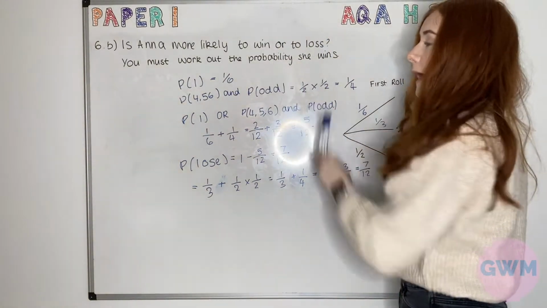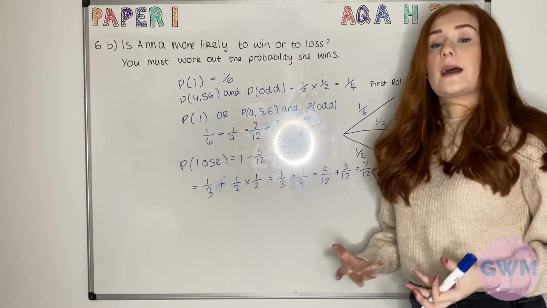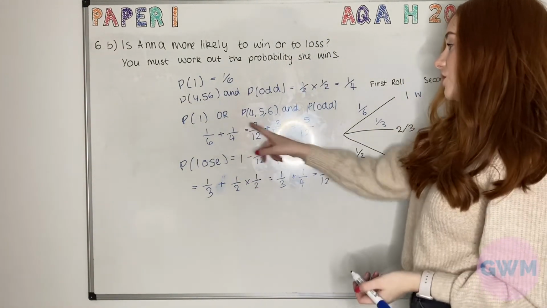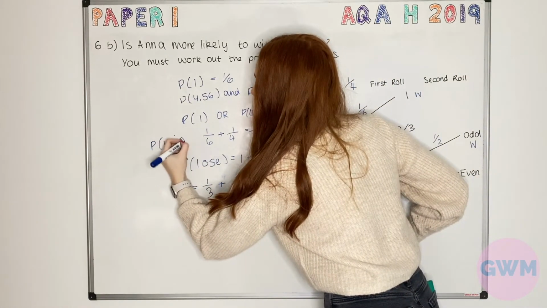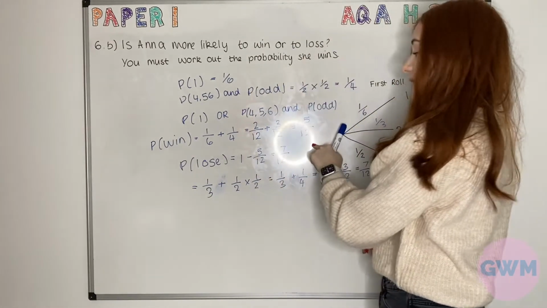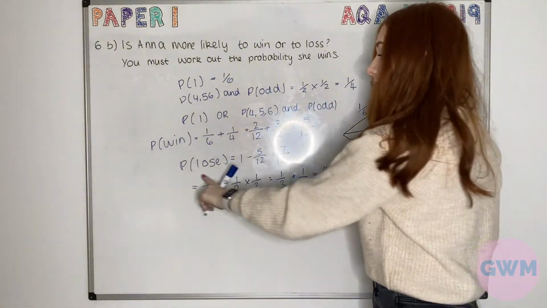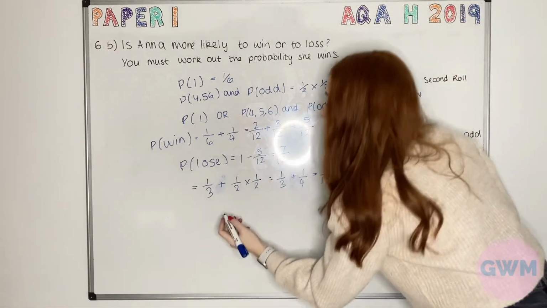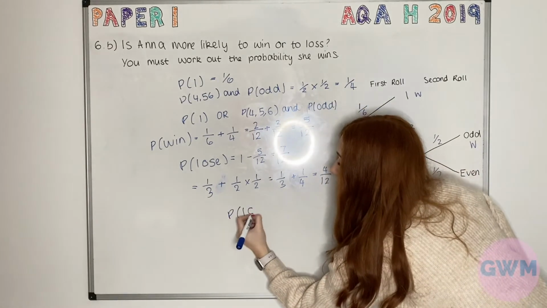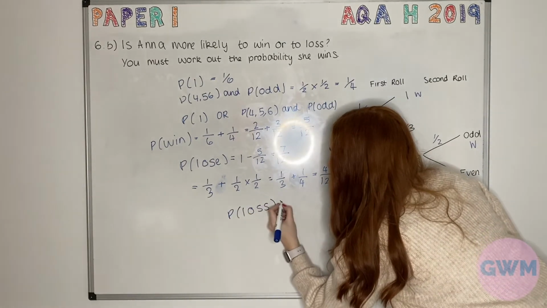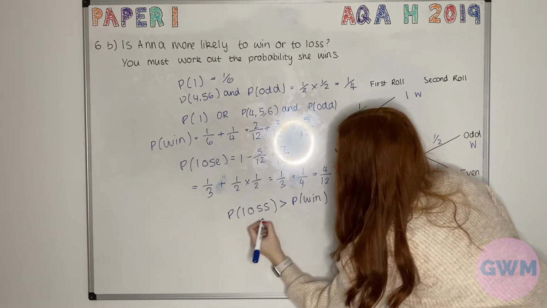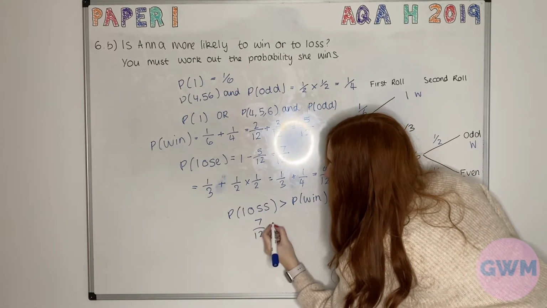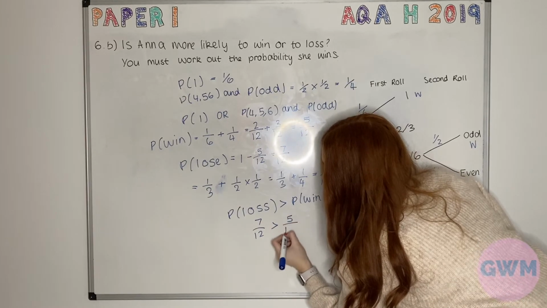Now, is she more likely to win? That's the question, so we need to show that in our answer. If the probability she wins, we'll write that here, probability of a win is 5/12, sorry, and the probability of a lose is 7/12. The probability of a loss is greater than the probability of a win, and that's because 7 over 12 is greater than 5 over 12.